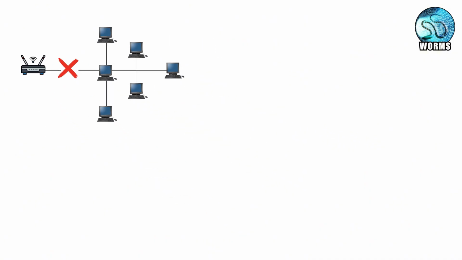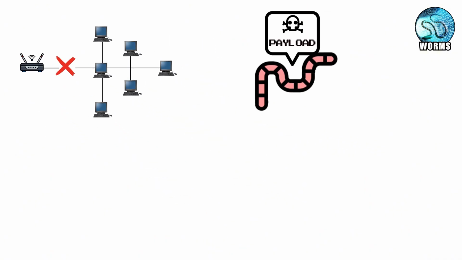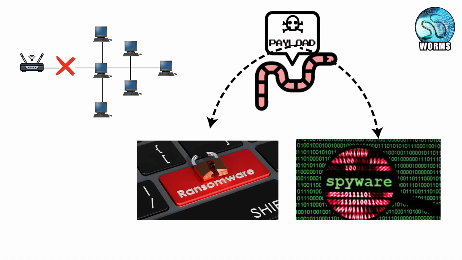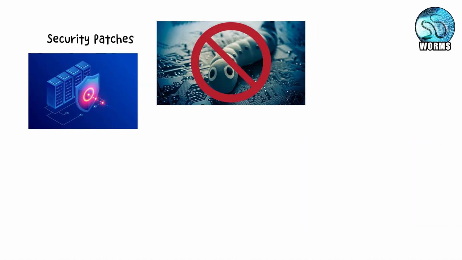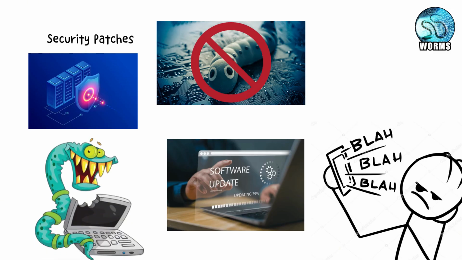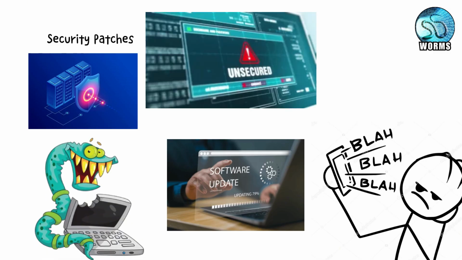And here's the kicker. Worms often carry a payload, which can include other malware like ransomware or spyware. That means they don't just spread, they bring in backup. To stop worms, security patches are critical. But since many people ignore software updates, worms thrive. They're proof that even one unpatched system can put thousands of others at risk.